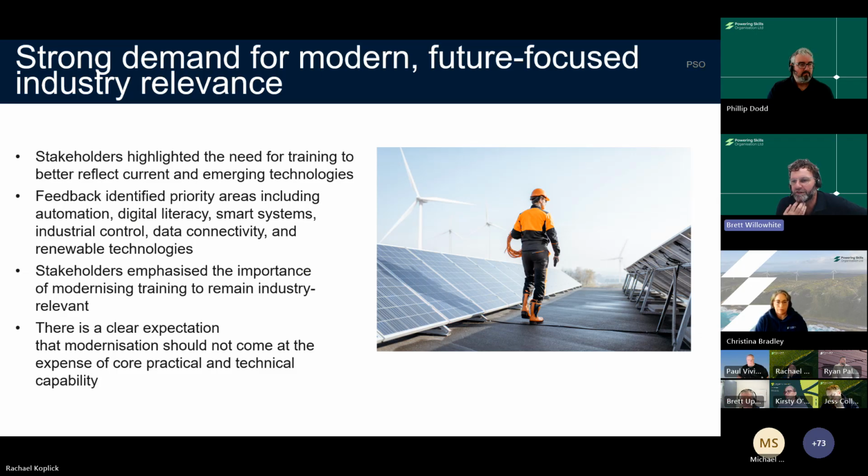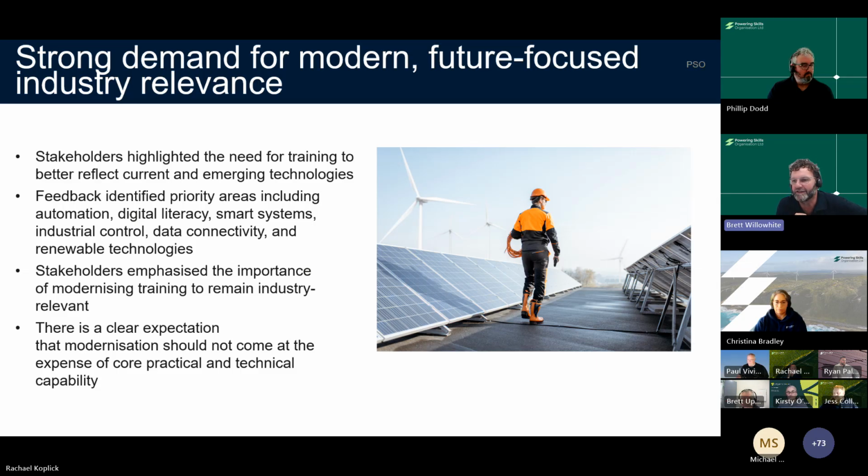So the intent's not to write training products that lock industry into a single technology or a point in time. The intent is to describe the skills and knowledge clearly enough to support consistent national outcomes, while allowing the application across current industry and future industry contexts. This is how we can keep the training package relevant, practical and future ready.